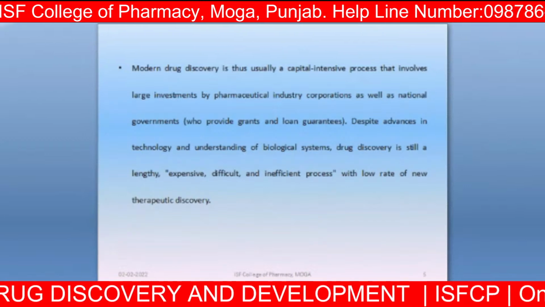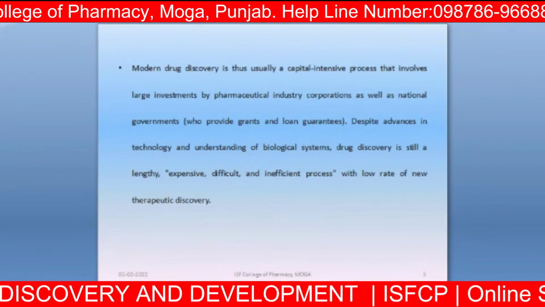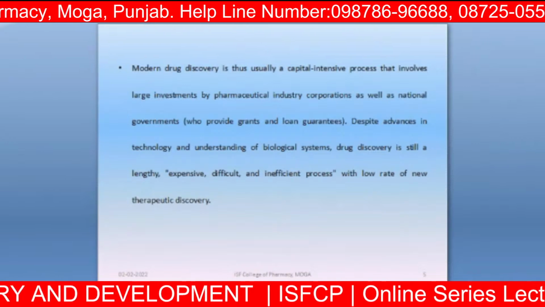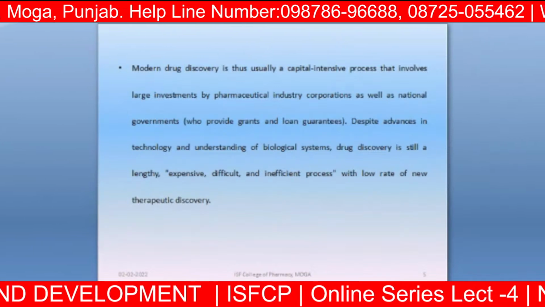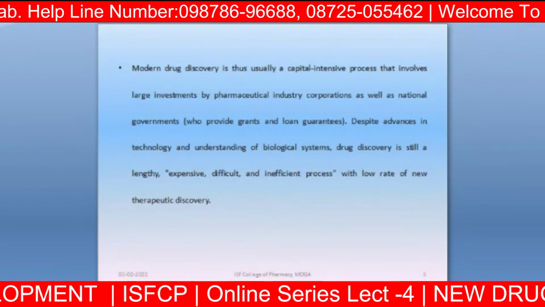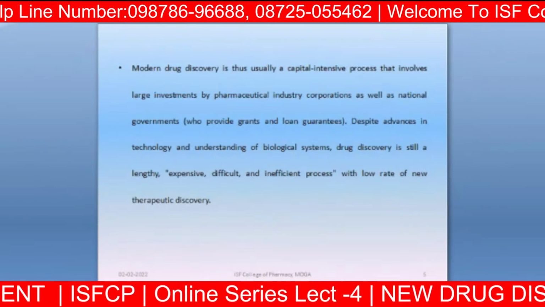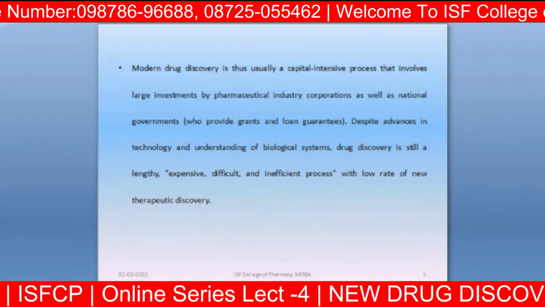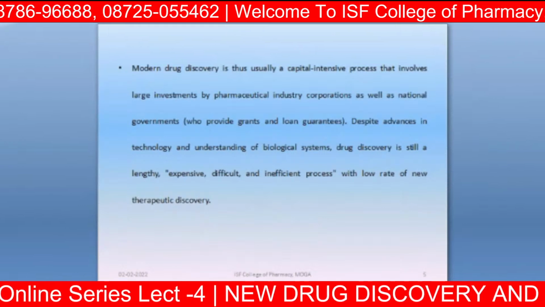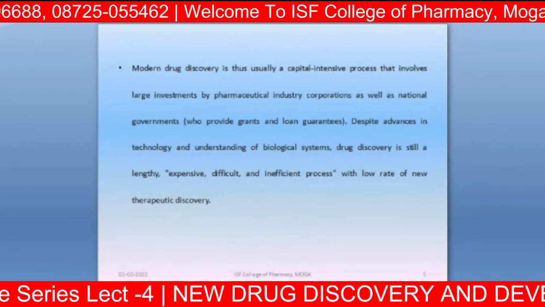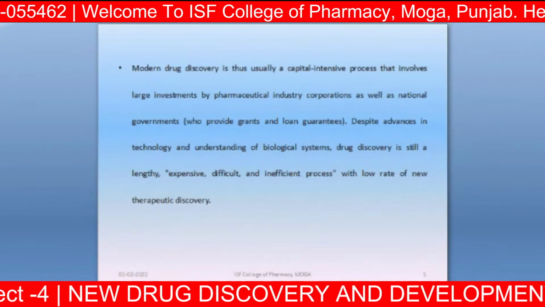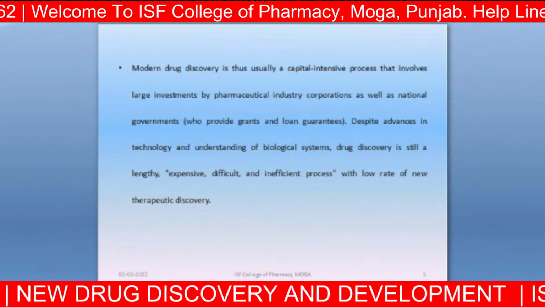Despite advances in technology and understanding of biological systems, drug discovery is still lengthy, expensive, difficult, and inefficient. Why do we need to write all these sentences? As I have discussed, a tenure of more than 10 to 20 years is there. For the same, the amount of money is also very big. Then, difficult, why difficult? Because, as I have discussed with A and B, you are taking A and B solvent to obtain C, but we don't know at which concentration that particular result might be there.